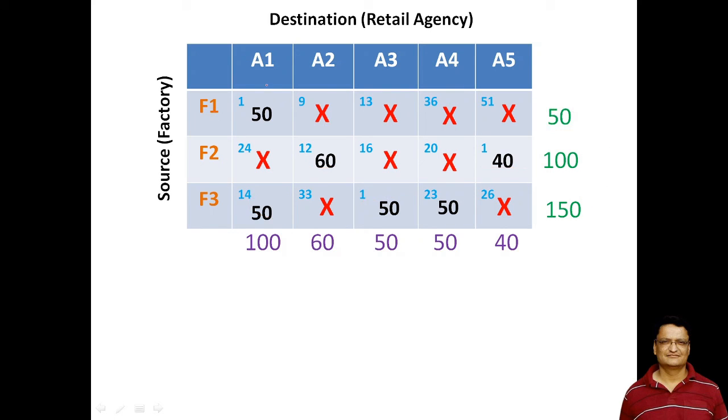Now let us go for the column constraints. 50 plus 50 is equal to 100. It is okay. 60 and 60. 50 and 50, 50 and 50, 40 and 40. So it has satisfied all the row constraints and column constraints. So we can say that it is a basic feasible solution.